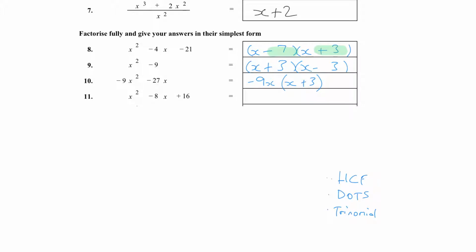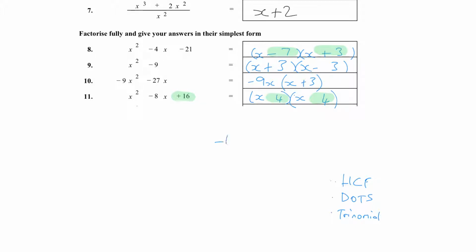So, let's go down: bracket, bracket. What times what gives you x squared? Well, x times x. What times what gives you 16? Well, I'm going to go straight to the right answer. I know that it's 4. Either it has to be negative 4 times negative 4, because that gives you positive 16, or positive 4 times positive 4, which gives you 16.